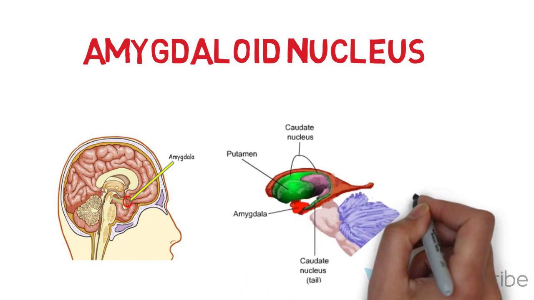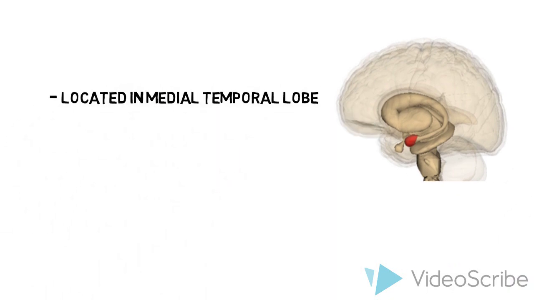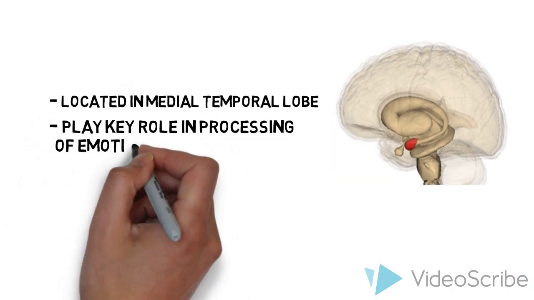The amygdaloid nucleus, or amygdala, is an almond-shaped set of neurons located deep in the brain's medial temporal lobe. It plays a key role in the processing of emotions and forms part of the limbic system.